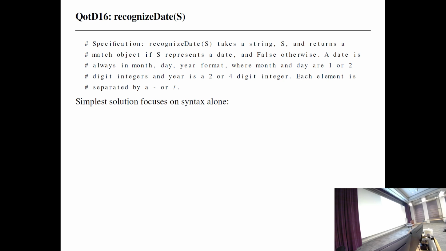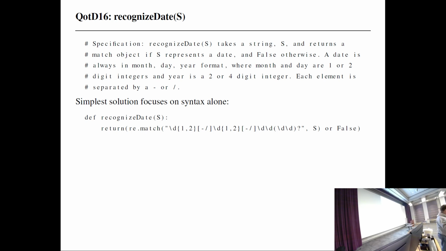So I'd asked you to write a regular expression that recognized a string that looked like a date, and the only requirements were that month and day could be 1 or 2 digit integers, and year is a 2 or 4 digit integer, and they're separated by minus and slash. And what I had in mind was a really straightforward solution where it was just the match to digits and ASCII characters. So let's look at this match here.